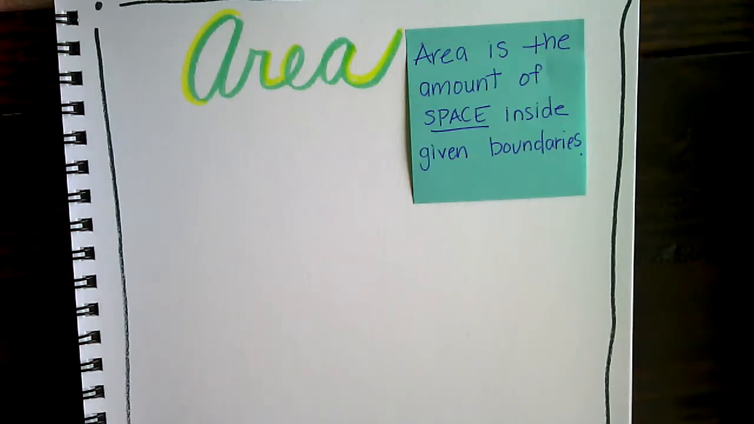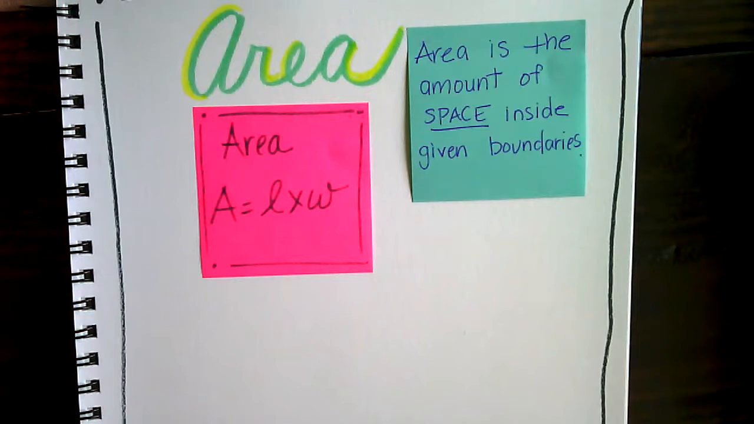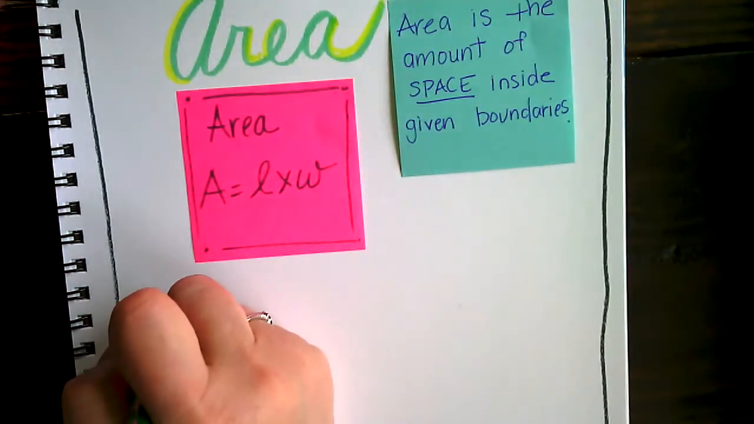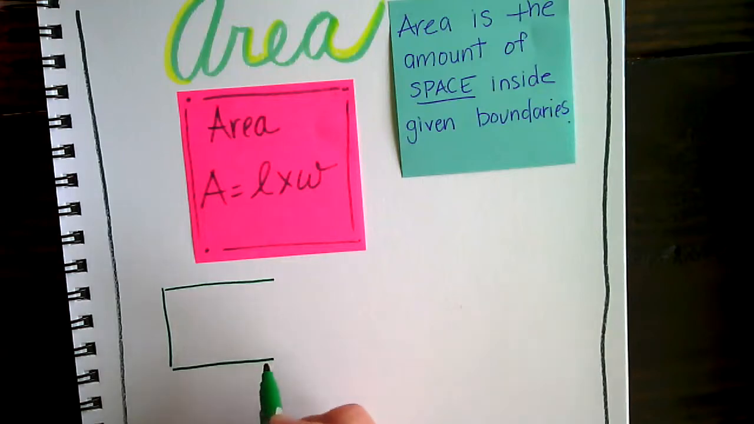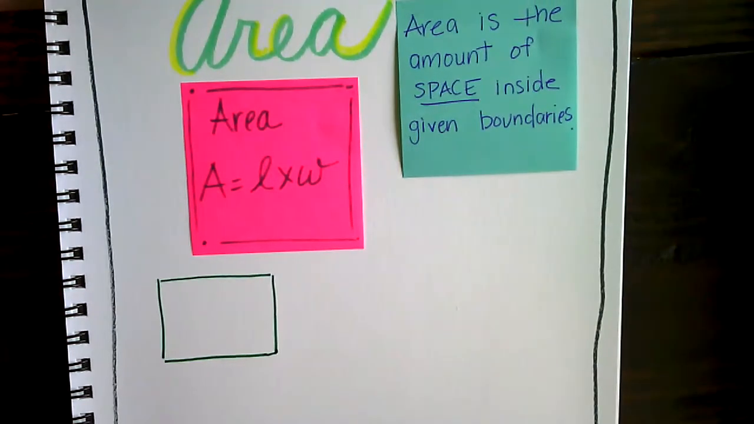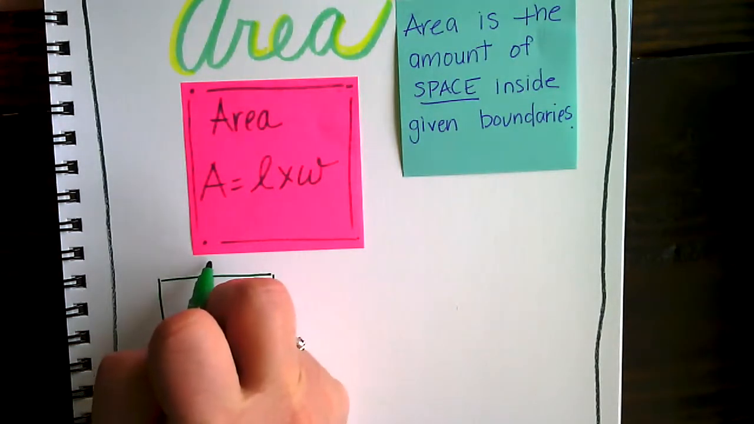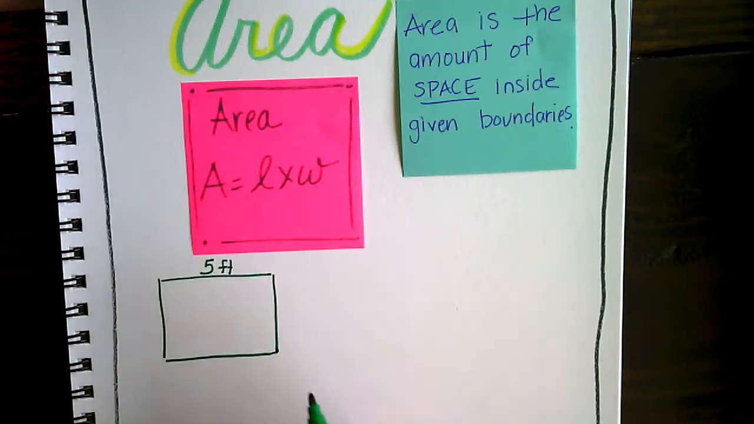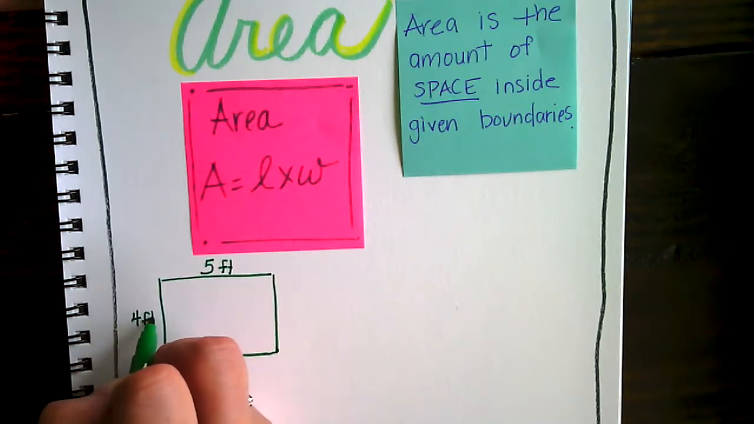Open it up to your next clean page. And keeping this in mind, that area equals length times width, let's try some practice problems. Okay, so go ahead and let's draw a square of some sort or a rectangle in your notebook. We are not going to take the time to draw all the squares in between. So let's pretend that this is our kitchen floor. And this one side is 5 feet long. This side of our kitchen is 4 feet long.